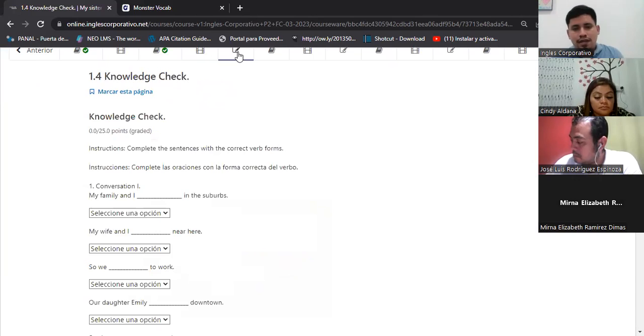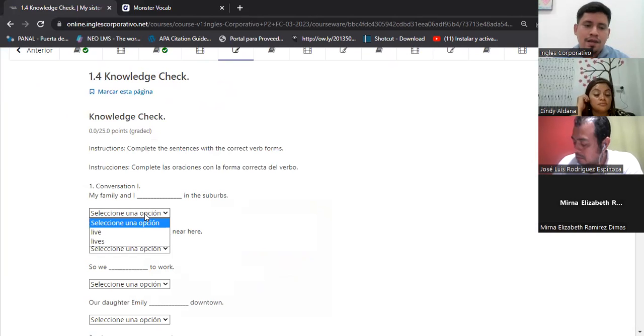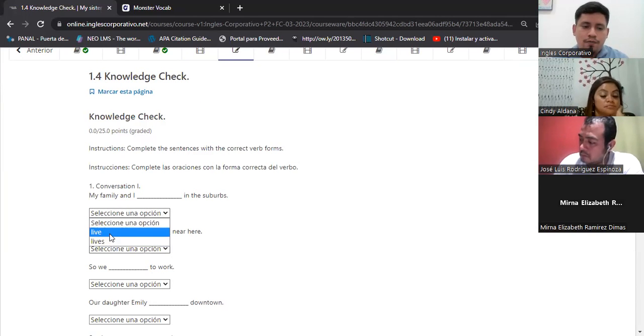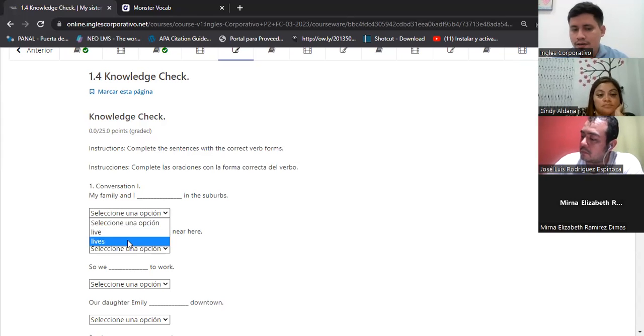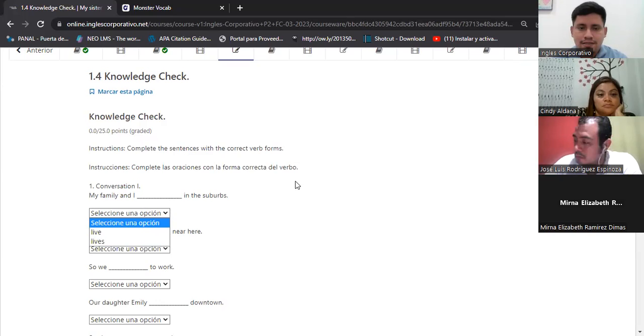So now, after that topic, we have another check. You have to complete this exercise. It's just multiple choice questions. In this case, it's a sentence where you have to include the correct form of the verb. Is it for a third person singular or for the rest, okay?